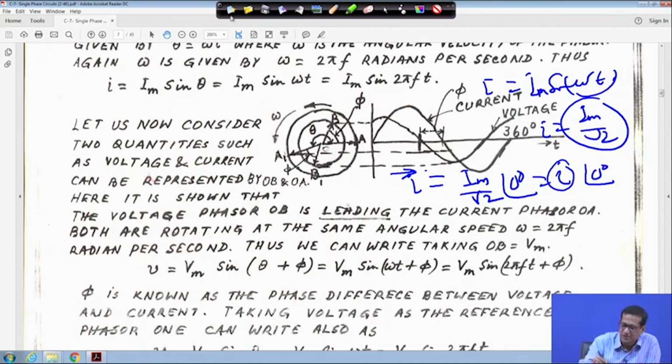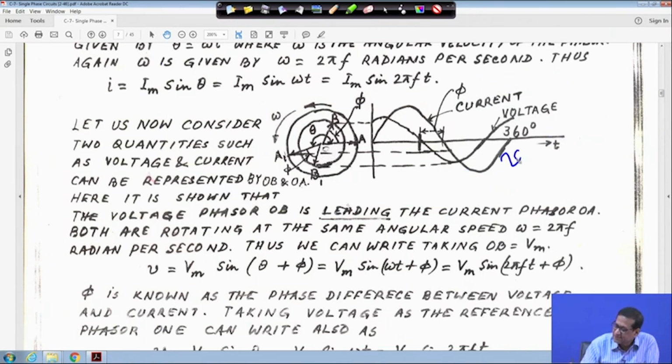Now in the case of voltage, we are writing V is equal to Vm sin(omega t plus phi), right. This one we can write in phasor notation, say V with an arrow.